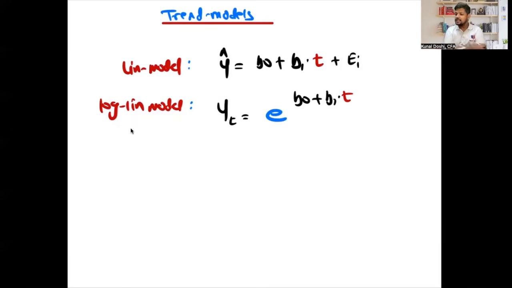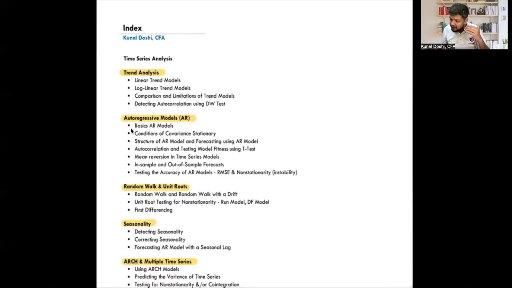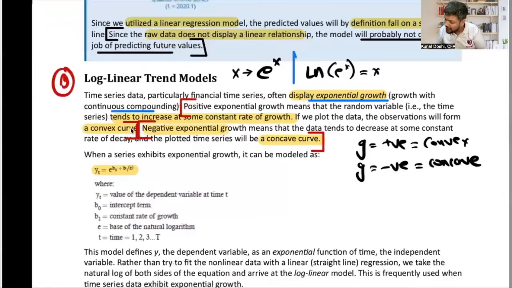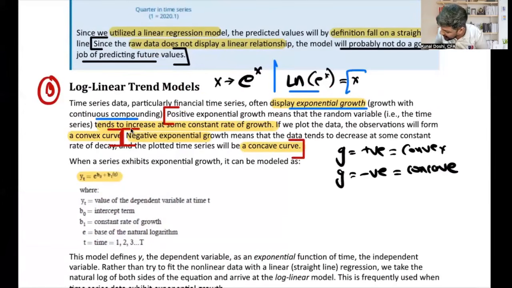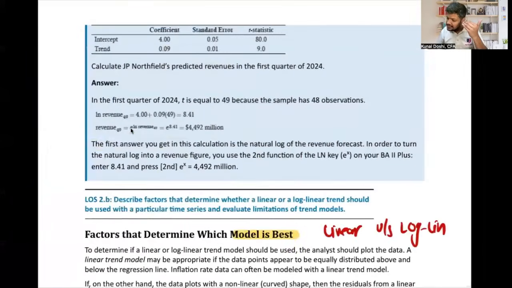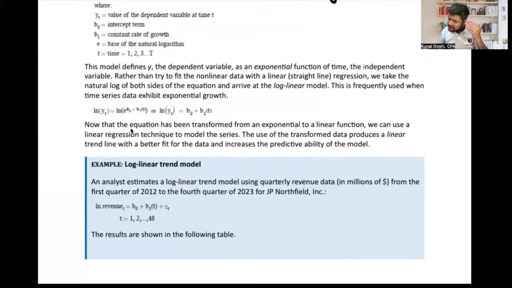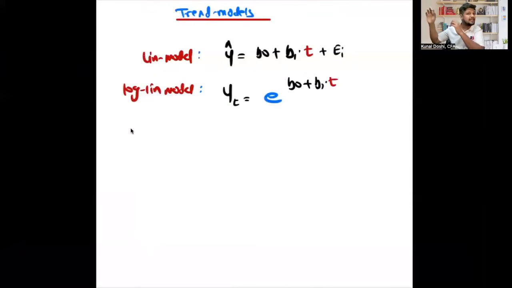Understood? Now, since this value of y will be in terms of exponential, we need to convert it into the normal method. And how do I do that? I've already told you here, log of any exponential will give me the normal value. So when I do the log natural of exponential, I'll get the value of x. The x in my model is b0 plus b1 times t. If I do the log of this exponential, I'll get the value of x.